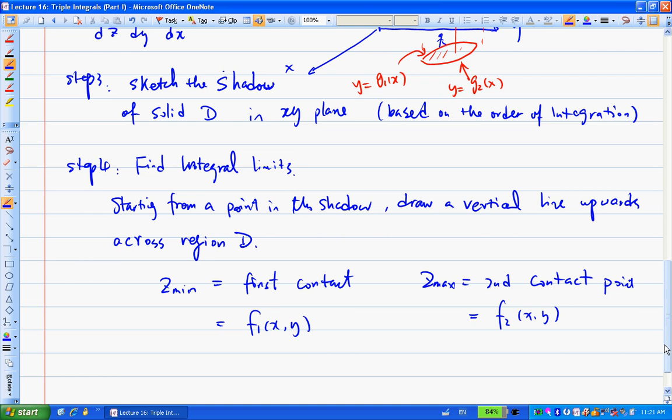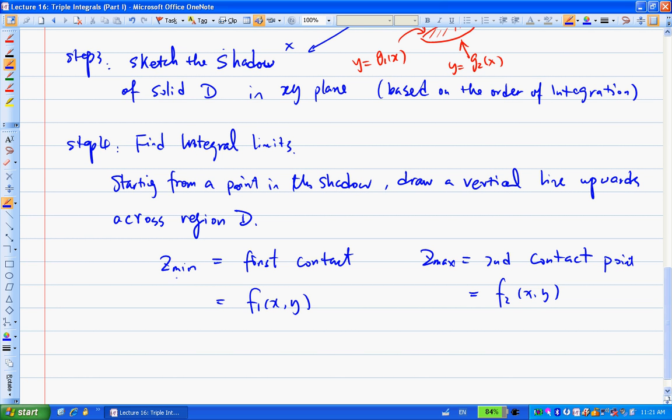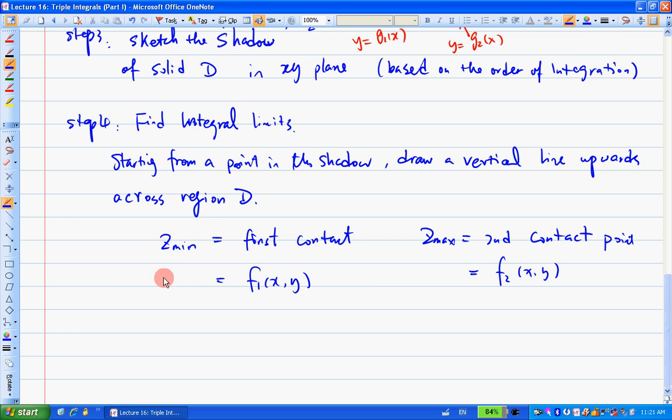Okay, so once you find the Z limits, the next one is Y, because the next order is Y, so we need to find the Y mean and Y max, right? So to find the Y mean and Y max, what you do is this.